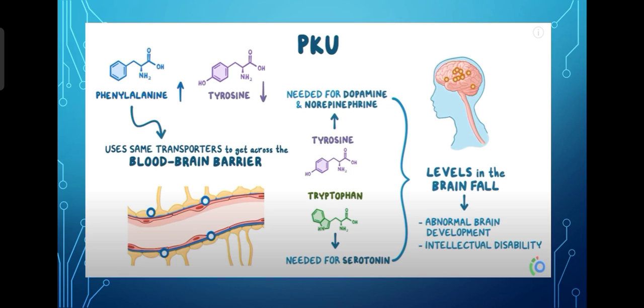Dopamine and norepinephrine are also needed for serotonin. Because dopamine and norepinephrine are synthesized from tyrosine, if phenylalanine is not converted to tyrosine, the reaction stops, leading to phenylketonuria.